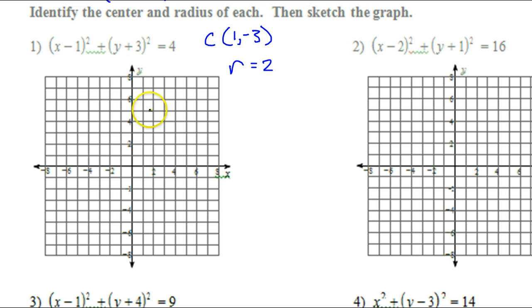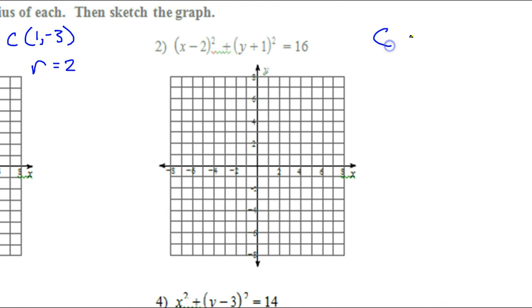And then we could graph it. So (1, -3) would be right here. And then the radius of 2, so that means if we go out 2 in all directions, our little circle should look like this. Alright, so that's number 1.